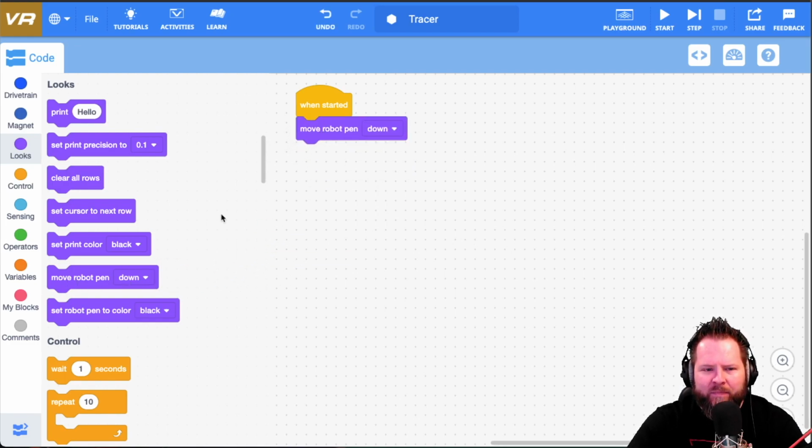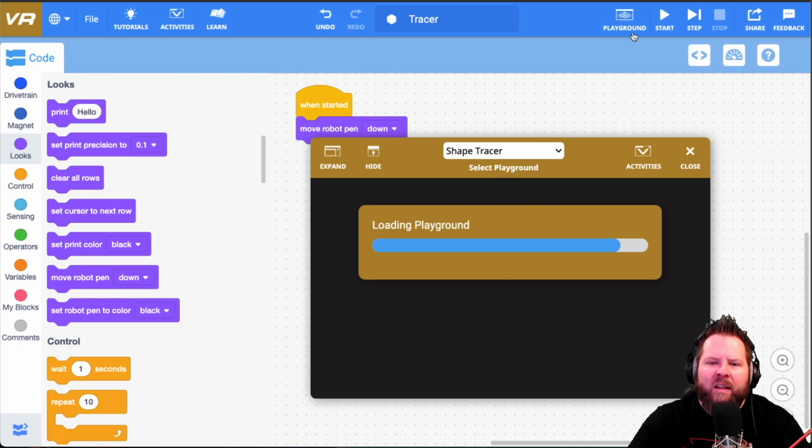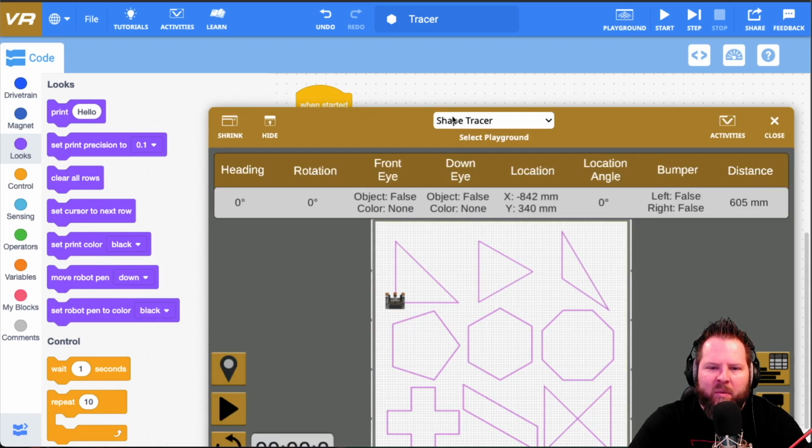So robot pen down. And the way that I do this and the way that I figured this out was quite a bit of trial and error. There may be a more efficient way to do it. I'm just going to share with you, be open, honest, transparent about the way that I've done it. And so I'll click on Playground. You'll notice here I can expand to get a little bit bigger view here.